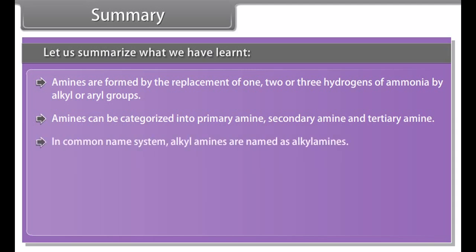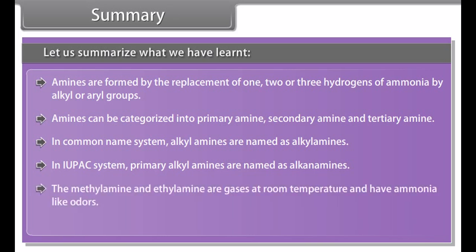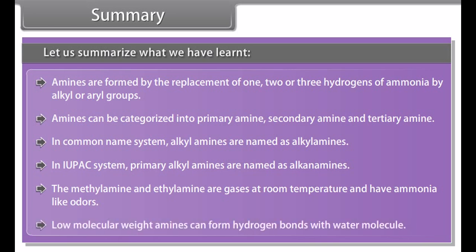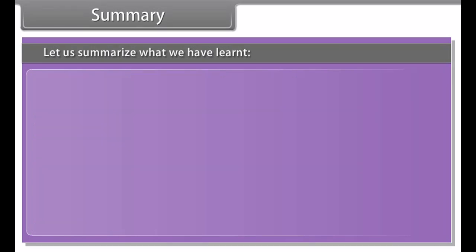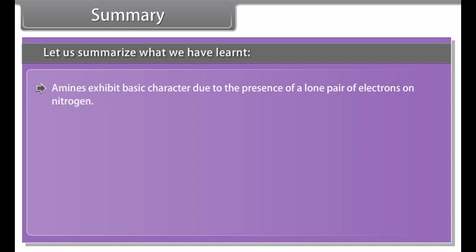In common name system, alkyl amines are named as alkylamines. In IUPAC system, primary alkyl amines are named as alkanamines. Methylamine and ethylamine are gases at room temperature and have ammonia-like odors. Low molecular weight amines can form hydrogen bonds with water molecules. Amines exhibit basic character due to the presence of a lone pair of electrons on nitrogen.